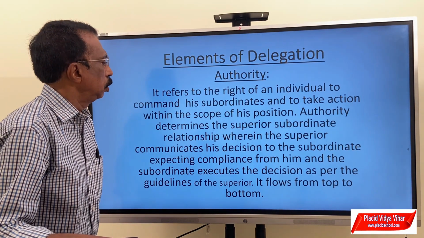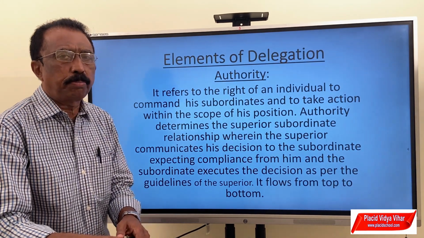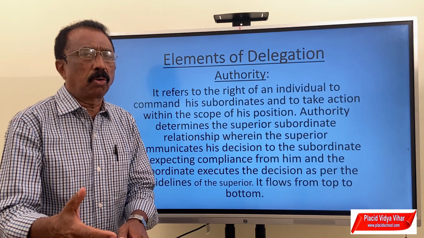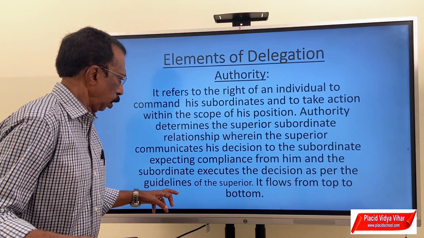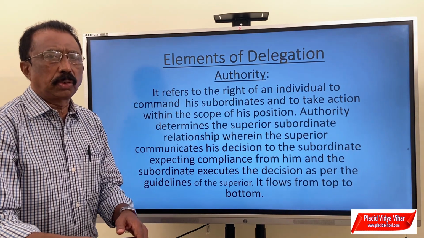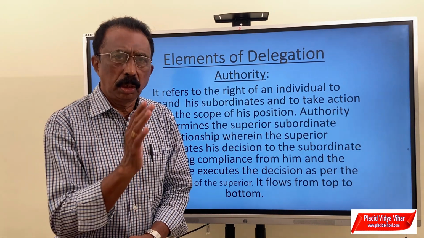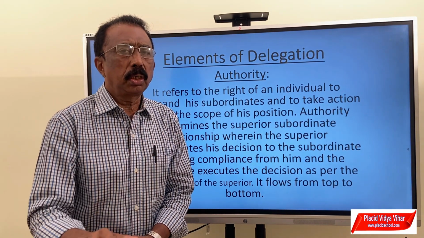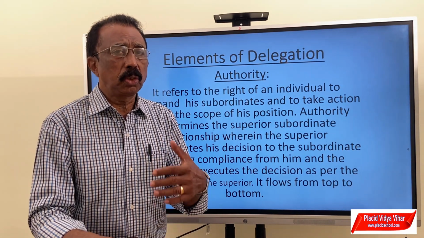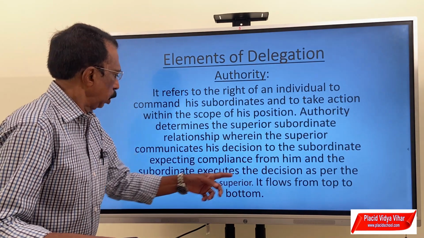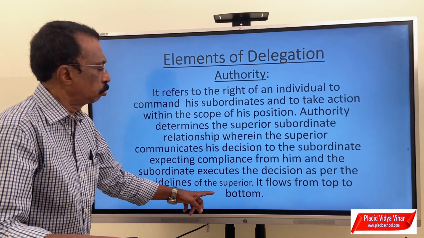The superior communicates his decision to the subordinate, expecting compliance from him. Compliance means accepting the order and doing as per the instruction. And the subordinate executes the decision. For example, in the school, if the principal tells me to do something, he has the authority because he is the highest authority. I am his subordinate, so I have to do the work according to his instruction. The subordinate executes the decision as per the guidelines of the superior.